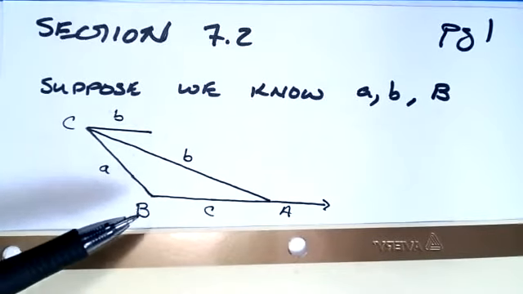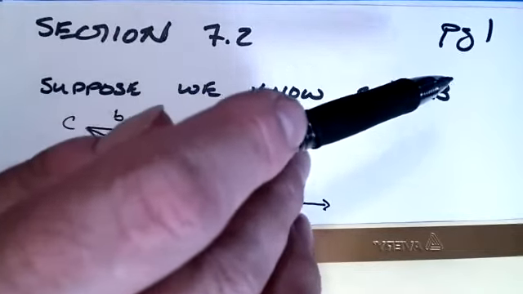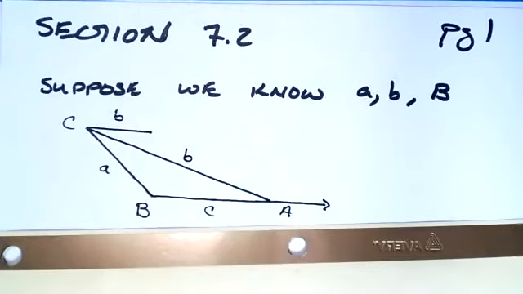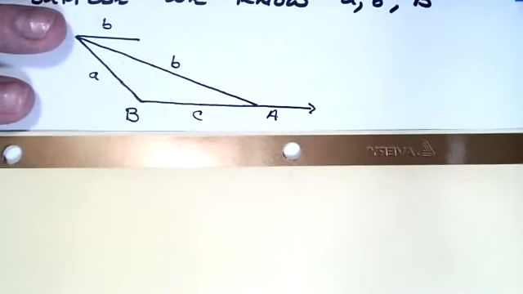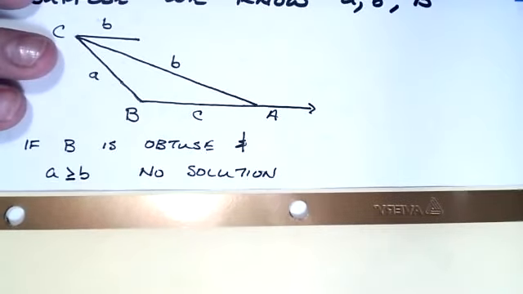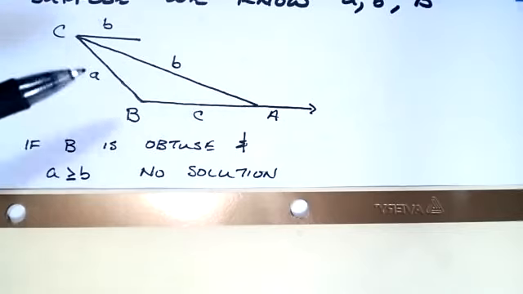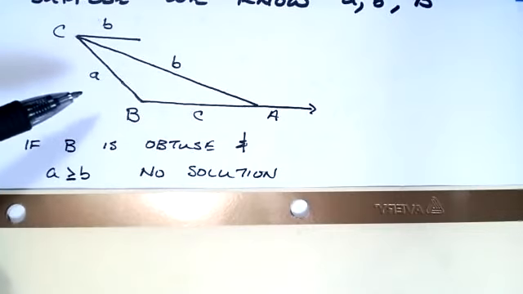As I said, the first thing you're asking yourself when you have side-side-angle is: is the angle given acute or obtuse? If it's a right angle, that makes it a much easier problem. But anyway, if you have an obtuse angle, there are two criteria. If angle B is obtuse and A is greater than or equal to B, then there's no solution. This is the situation where B is shorter. It could be equal, but again, that's just a line segment.